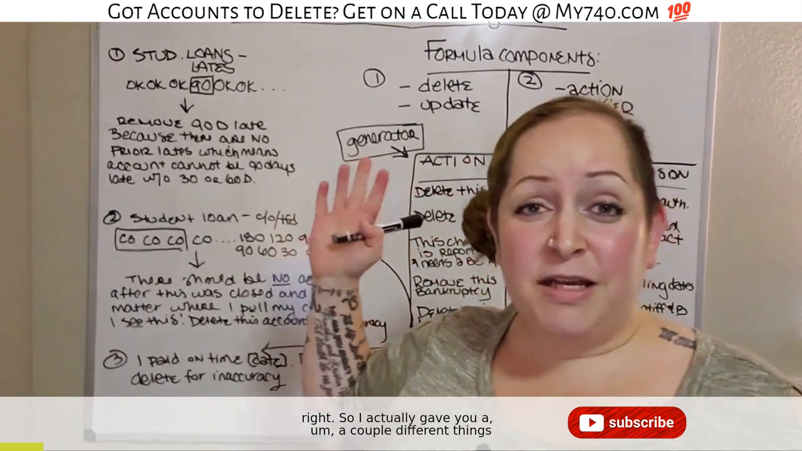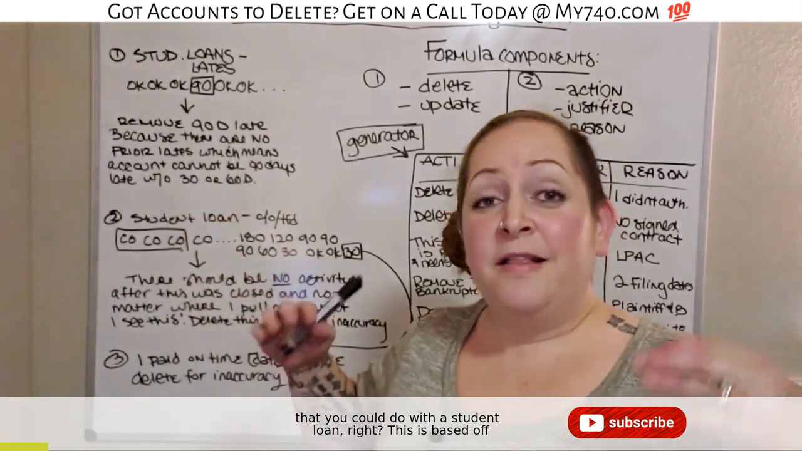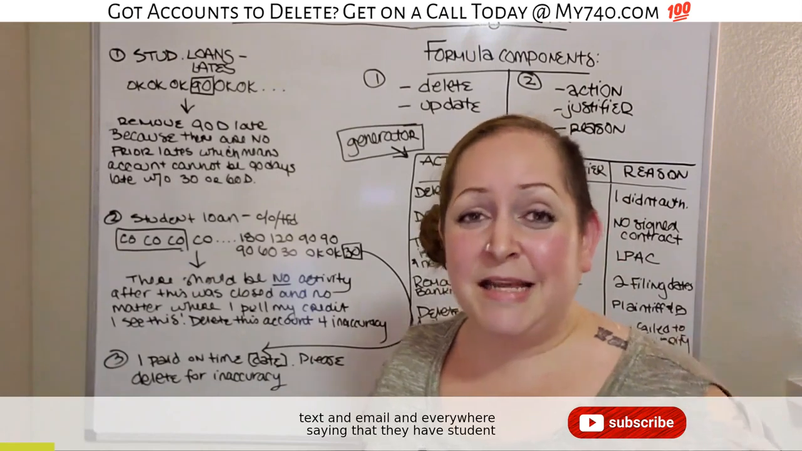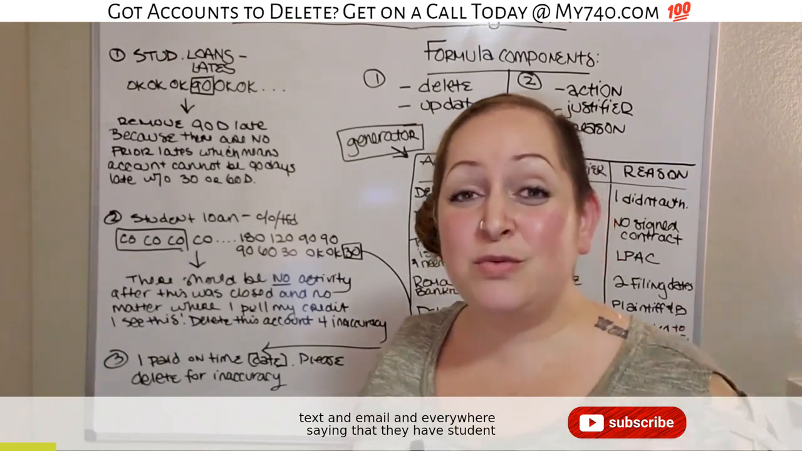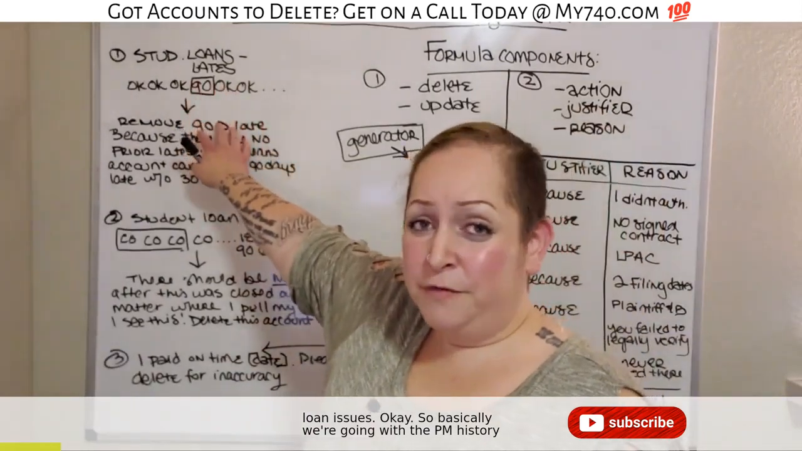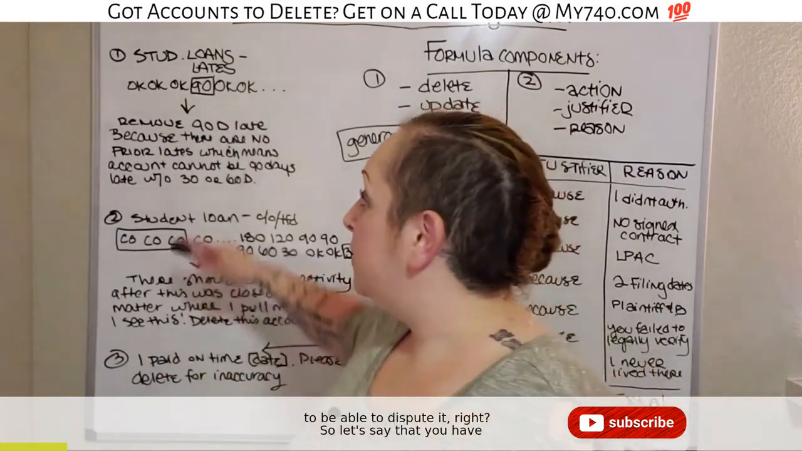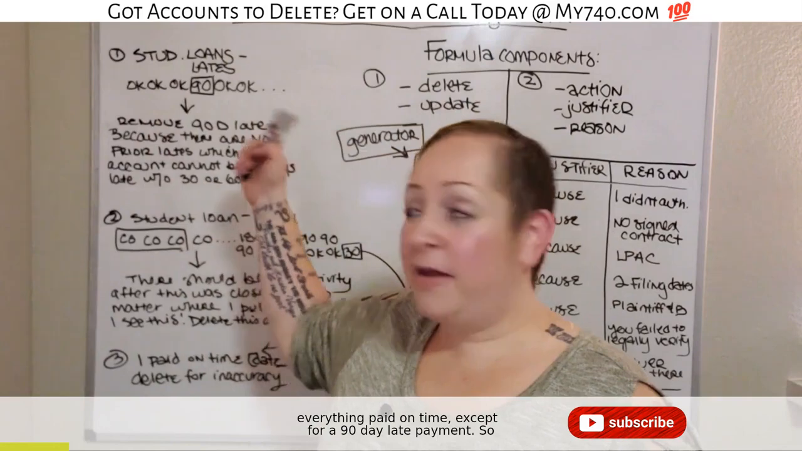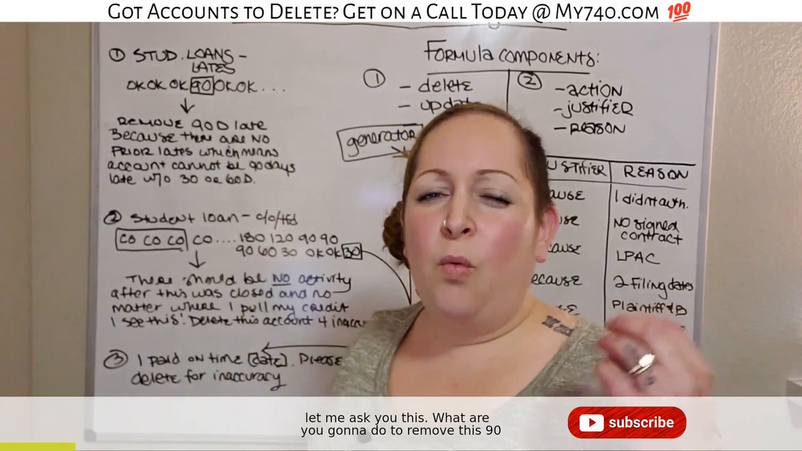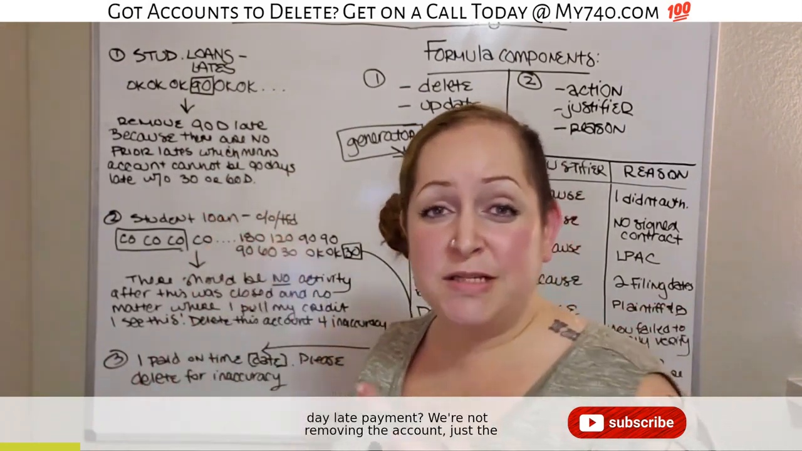So I actually gave you a couple different things that you could do with a student loan, all right? This is based off the fact that there are so many people in the comments and on text and email and everywhere saying that they have student loan issues, okay? So basically, we're going with the payment history first. So you have to know what you're looking for, obviously, to be able to dispute it, right? So let's say that you have everything paid on time except for a 90-day late payment. So let me ask you this. What are you going to do to remove this 90-day late payment? We're not removing the account, just the late payment.